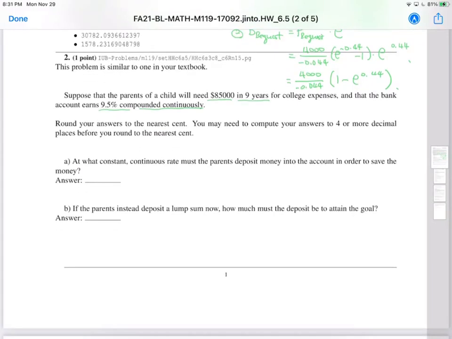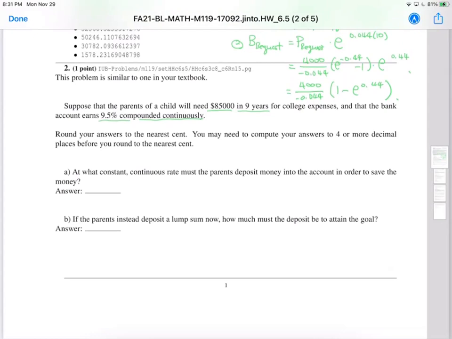So you want to find the constant continuous rate. Must the parent deposit money into the account in order to save that money? So we want to find S in the formula. Remember that the present value for this constant rate is the integral from 0 to the period of S, the constant rate, times e to the minus rt dt. Okay.